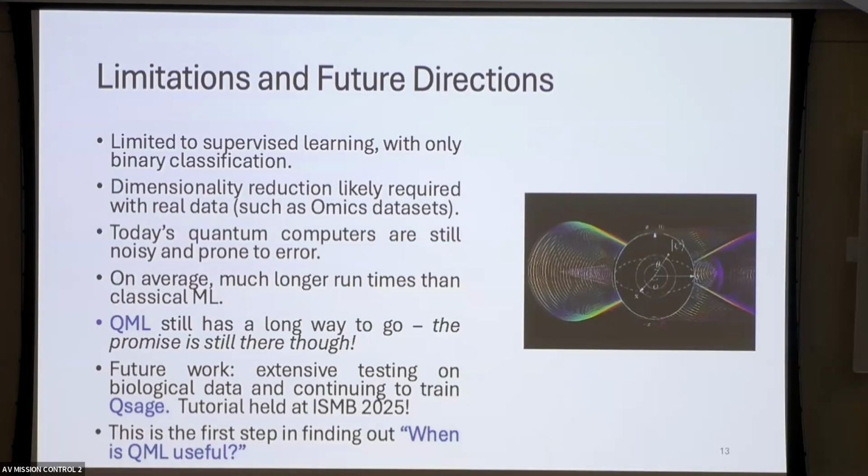And quantum computers are still in the early stages. We don't have thousands of qubits yet. On average, it's much longer runtimes than classical machine learning. QML might still have a long way to go, but the promise is still there. We're starting to see certain data sets and regimes where it's actually outperforming classical machine learning.